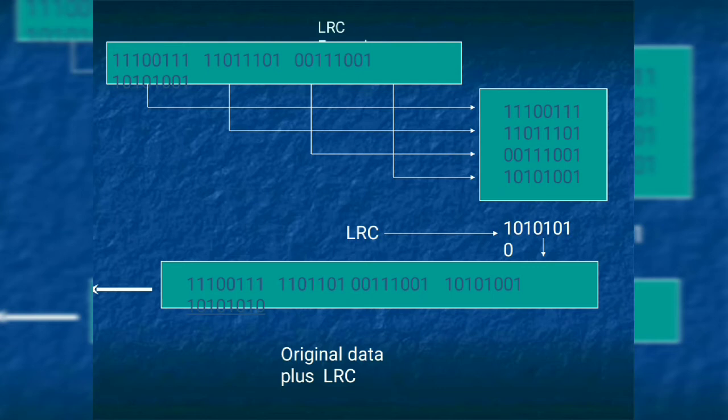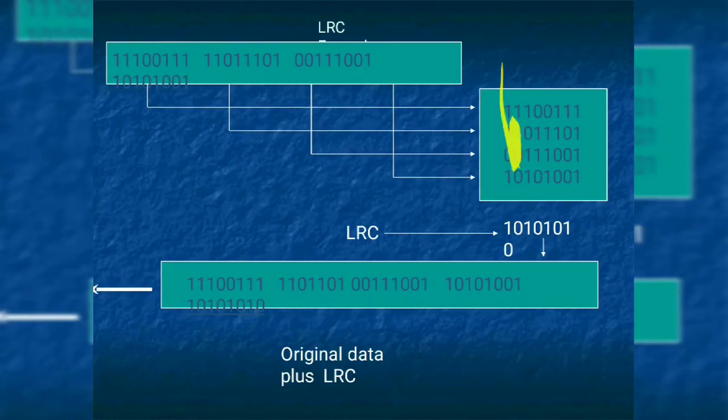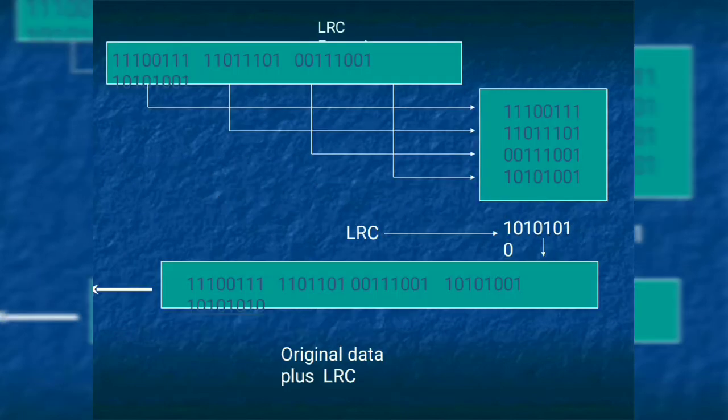Suppose two or more bits are changed. Here these two bits are changed in the first column. So 1 is changed to 0, and 1 is changed to 0. The number of ones is still odd only, so the redundant bit will not change, and it is unable to detect the error. That is the drawback. If two or more bits are changed in this way, you will not get the error and you are unable to detect it. That is the drawback of the LRC.